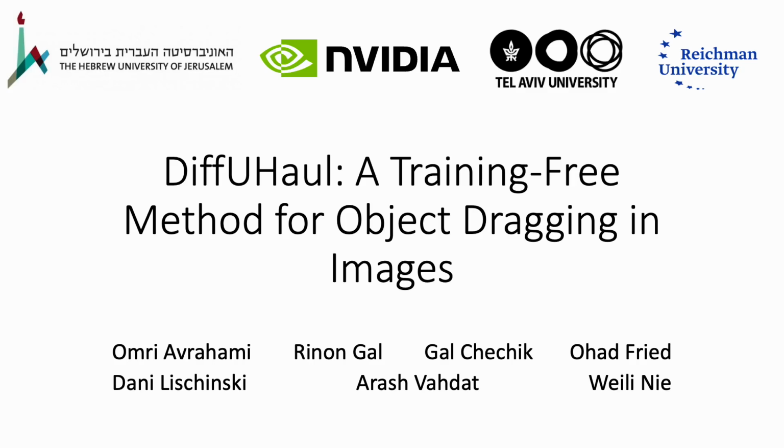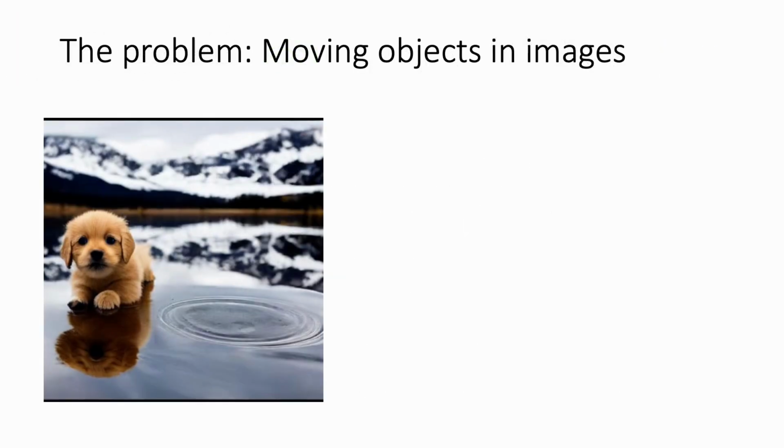We present DiffUHaul, a training-free method for repositioning objects in an image. Generative models have been used for a wide range of image editing tasks, aiming to ease the workflow of creative practitioners. One such task, which has recently gained attention, is the task of object repositioning. The goal is to take an image, mark one or more objects in it, and just move them to a newly designated spot.